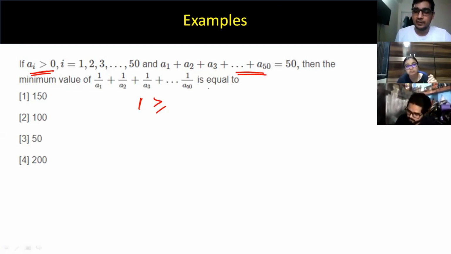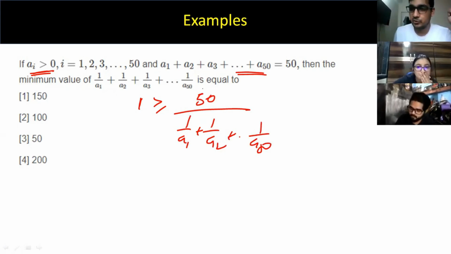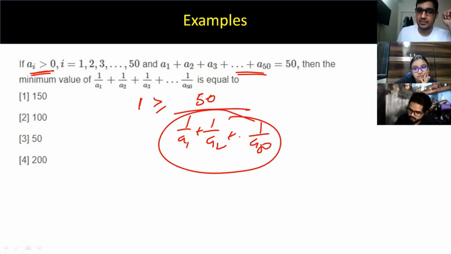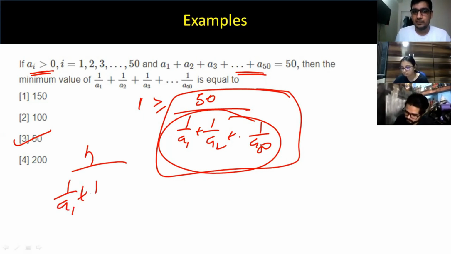Now what is the harmonic mean of n numbers? n upon 1 upon a1 plus 1 upon a2 till 1 upon a50, that is 50 upon 1 upon a1 plus 1 upon a2 till 1 upon a50, right? This is the harmonic mean. This has to be greater than equal to 50. The minimum value will be nothing but 50. Note this down. This is what the harmonic mean is. For n numbers, harmonic mean is n upon 1 upon a1 plus 1 upon a2 till 1 upon an.